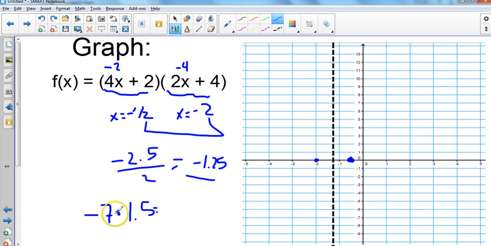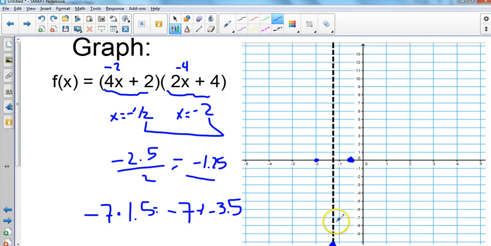So negative 7 times 1 1/2, well, negative 7 times 1 is just negative 7, plus negative 7 times 1/2, and half of negative 7 is negative 3.5. So if you add those up, we get negative 10.5. So we know that at negative 10.5, we can actually put the vertex just on the very bottom of my graph. So there's our vertex.